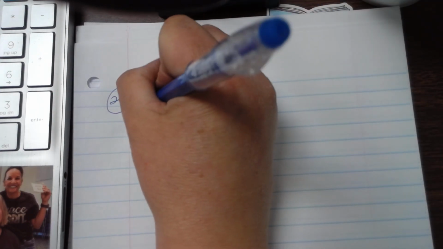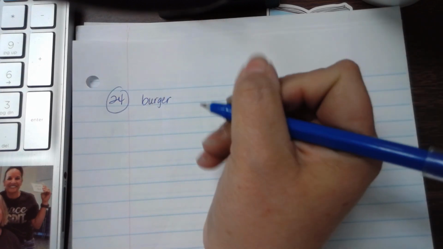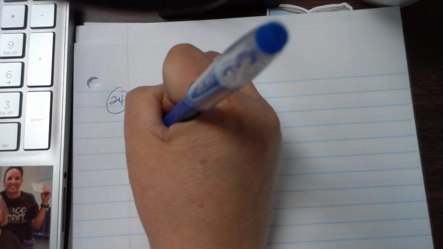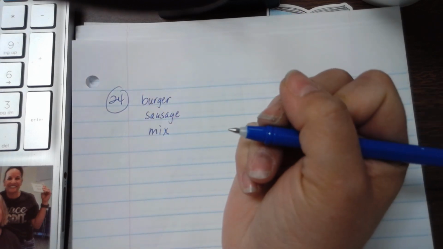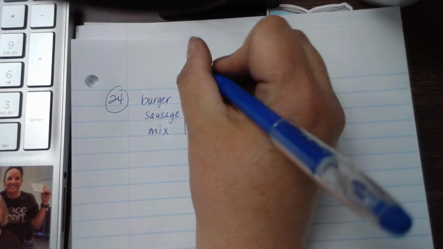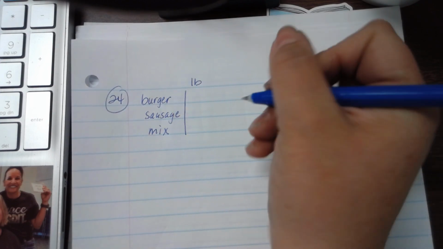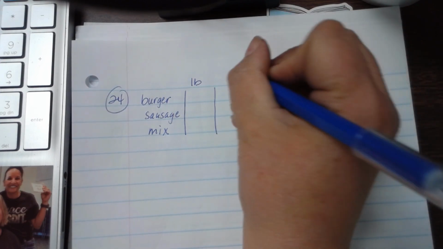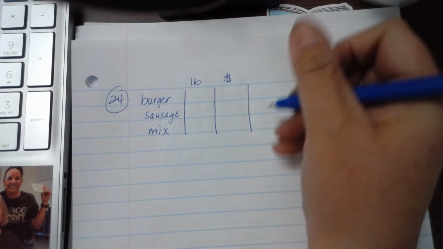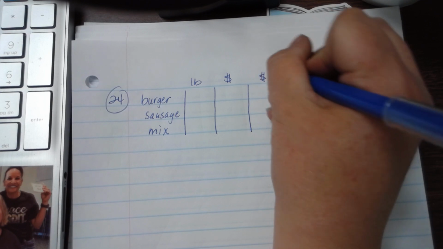What we have is hamburger meat, sausage, and then he mixes those. Okay. What we know is that we need to figure out the pounds. They told us how much it is per pound. So we'll come up with a price per pound.